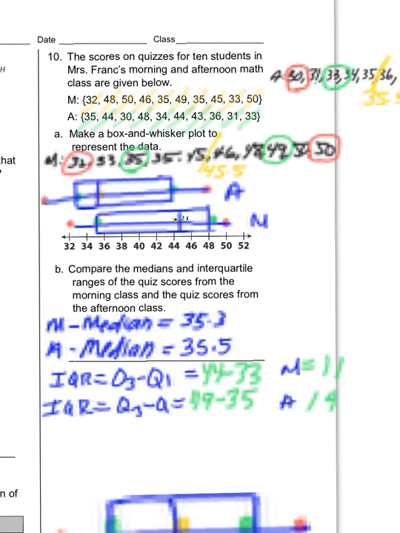So after calculating, we find out that the median scores for the quizzes of the morning class are slightly lower than for the afternoon class, and in the interquartile ranges as well. The interquartile range for the morning class is a spread of 11, and the interquartile range for the afternoon class is a spread of 14. So now we can compare.